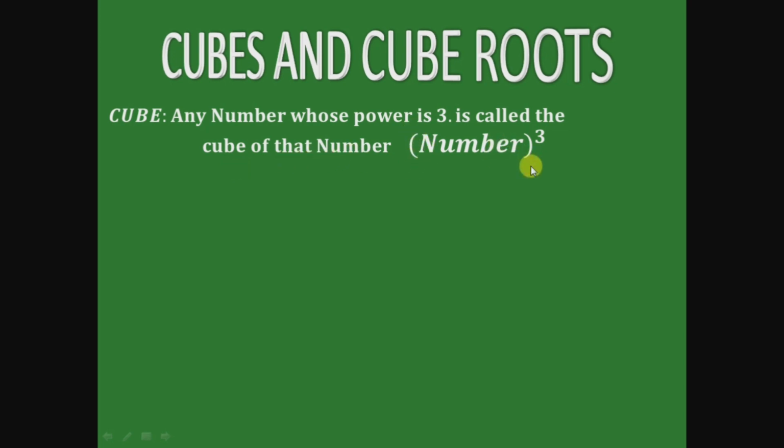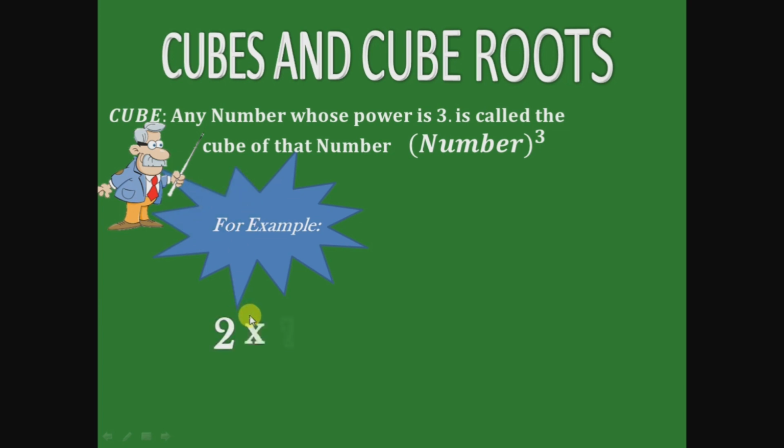That means any number whose power is 3 is called a cube. You remember, any number whose power is 2 is known as a square. So similarly, any number whose power is 3 is called a cube of that number. Let's take an example.